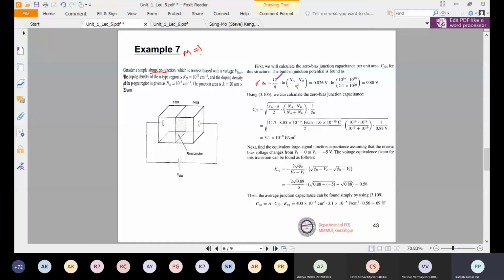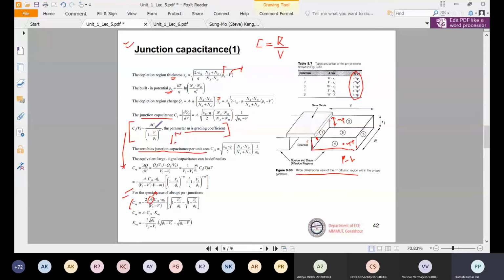Okay, ln, and then Na, Nd values, and Ni squared is already known. Ni is a constant value, 2.1 into 10 power 20. After getting this value, it will be used for finding out Cj0. After finding the built-in potential, similarly in this formula we need area and Cj0. So these two are the parameters.